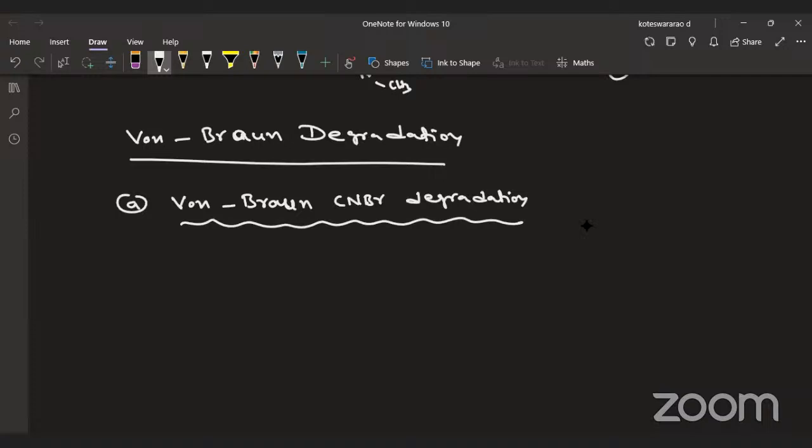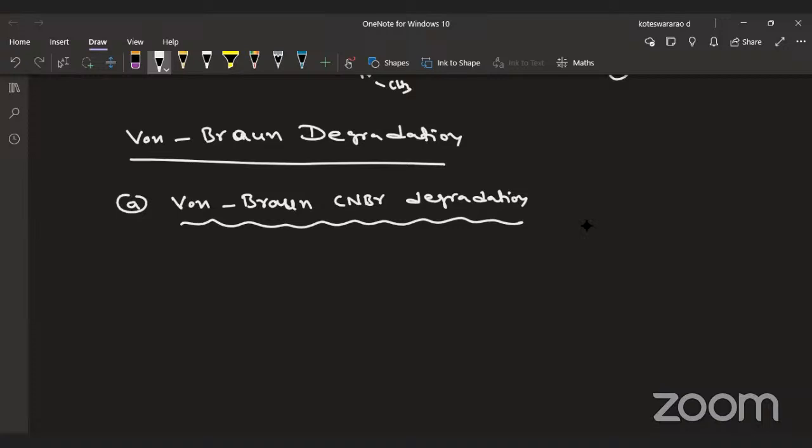Von Braun degradation is specific for tertiary amines. When tertiary amines are present, there is no need to conduct the methylation; we can directly subject them to this degradation. The cyanogen bromide method is helpful for compounds which are not degraded by the Hofmann and Emde methods.